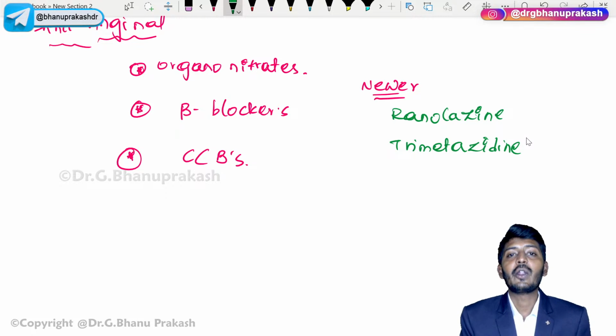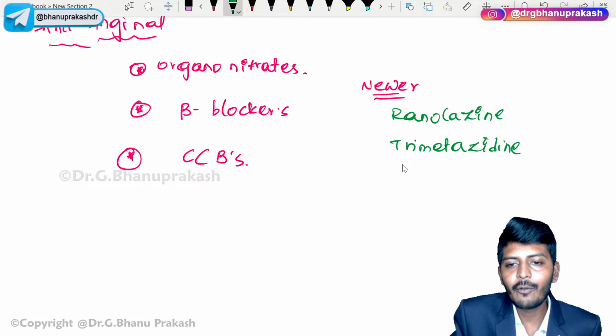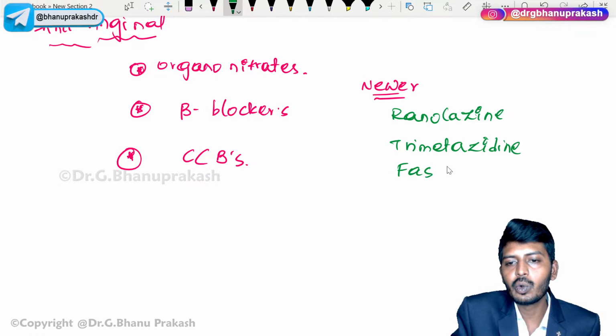Trimetazidine. Ranolazine and trimetazidine. Apart from that, you also have one more drug called fasudil. What is that?